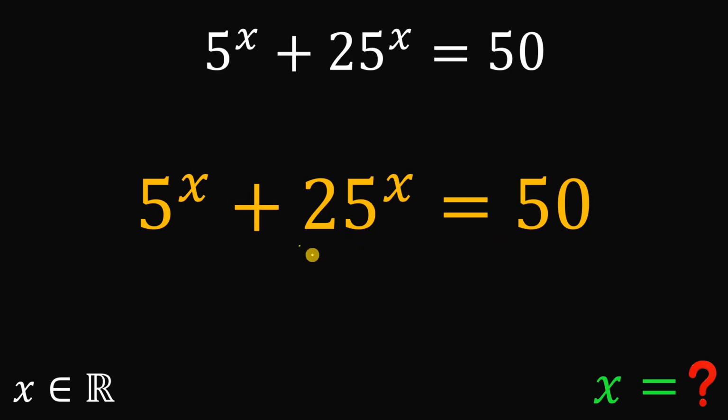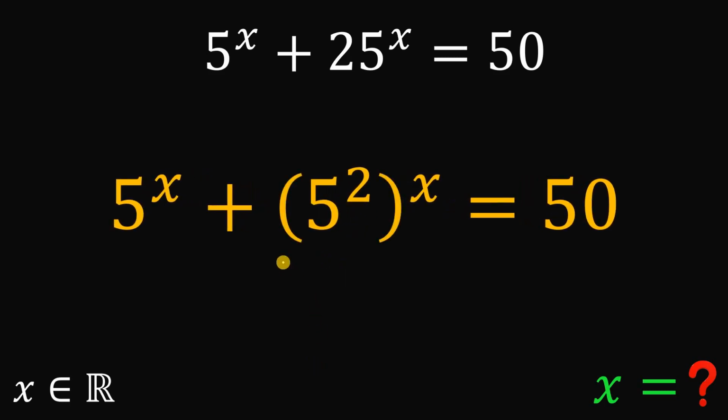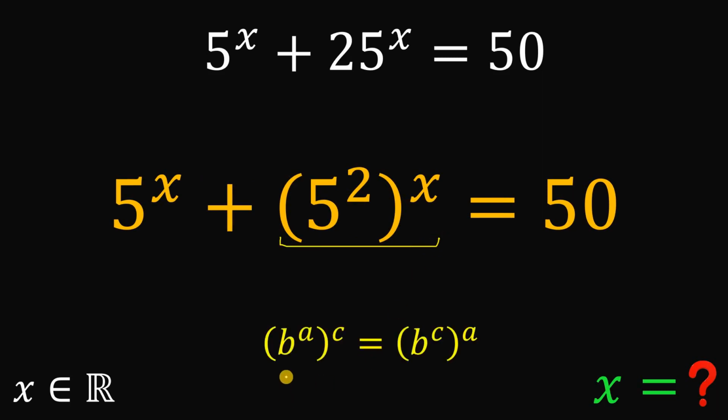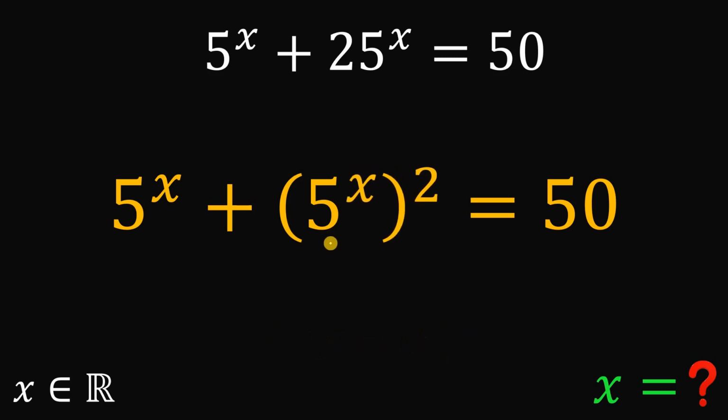Now, one thing to notice in this equation is this 25, because this 25 is just 5 raised to the power of 2. So we can replace this 25 with 5 raised to the power of 2 like this. Now at this point, in this term, we will use some laws of exponent. Take note, when we have b raised to the power of a raised to the power of c, we can write this as b raised to the power of c raised to the power of a, or we can interchange this c and a. Therefore, this term we can rewrite as 5 raised to the power of x raised to the power of 2. Now the question is why we do that? Because we have a common term of 5 raised to the power of x.